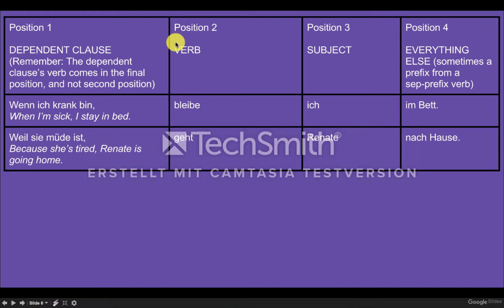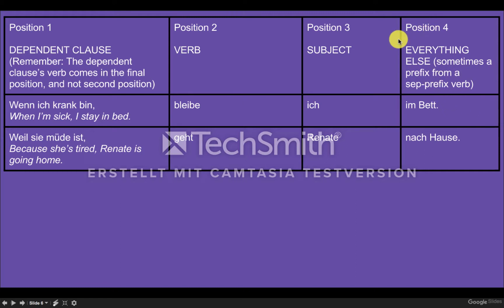So here's another chart that breaks down those positions, and now we have two different sentences that we're dealing with. And keep in mind that this is the example for when we start with a dependent clause and then follow up with positions 2, 3, and 4. That will be our independent clause. So the dependent clause, and you've got to know the word order rules there, right? And I have a reminder right here. Dependent clause takes up position 1. So wenn ich krank bin, and then position 2 verb, bleibe, position 3 subject as close to the verb as possible, so ich, and then position 4 everything else.